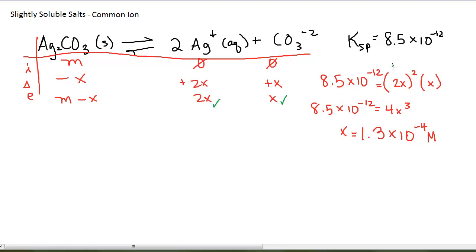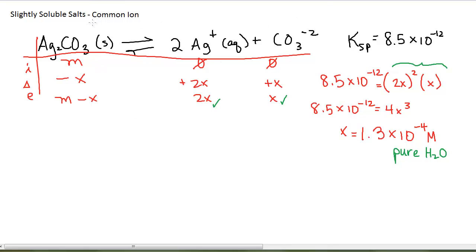Please note that the math on this side will look different depending on the stoichiometry. If there's 3 of one ion, I'm going to have a 3x cubed somewhere. So be careful with that. Pay attention to your stoichiometry. You cannot simply memorize this part of the equation. It's different for different equilibrium reactions. So that would be the solubility in pure water. By that we mean all I have in my aqueous solution is the silver 1 carbonate.